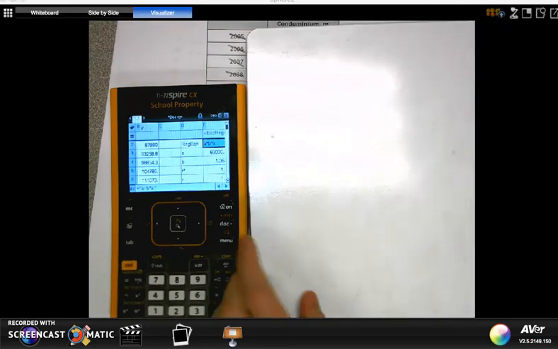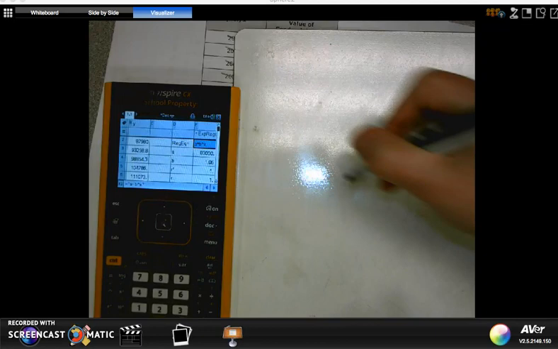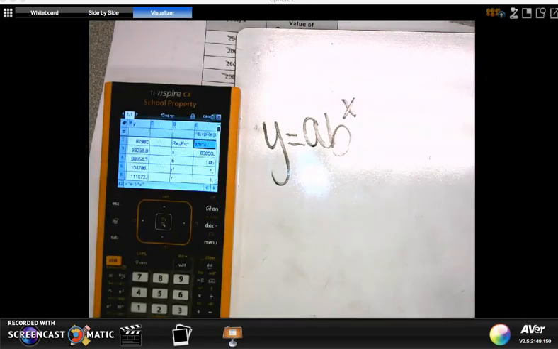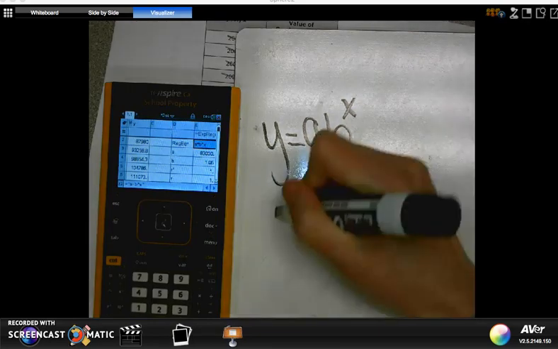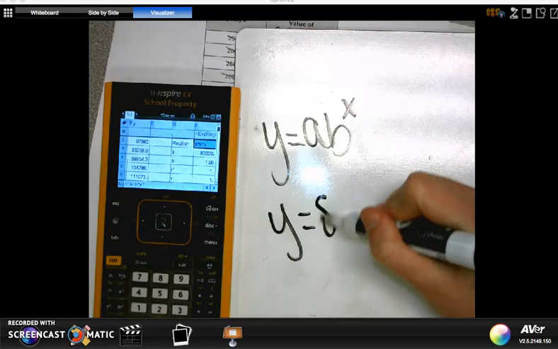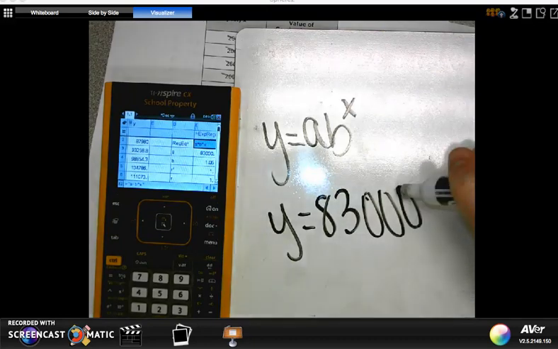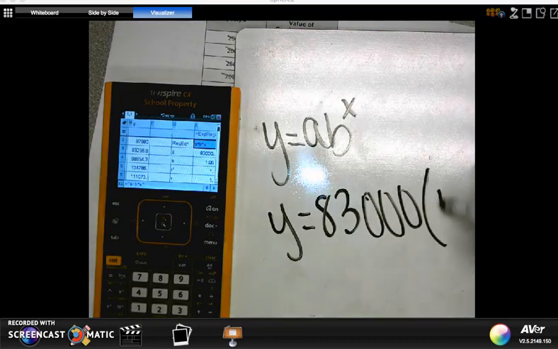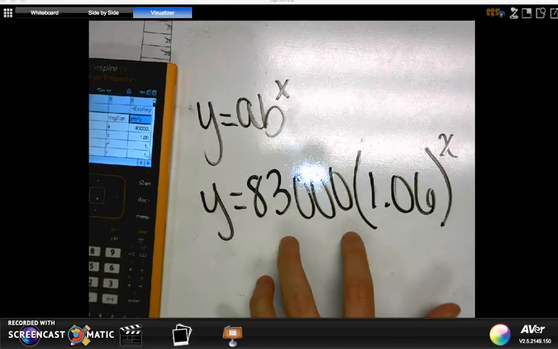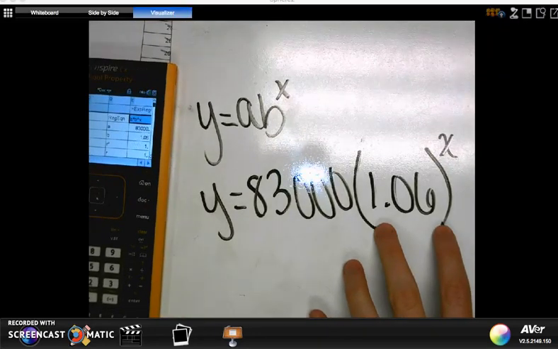All right, so his equation that he got, we want to write it in the A, B to the X form as exponential. So what was your A? 83,000. And then your B was 1.0606. To the X, right? Yes. So that fits our model that we got. That's our initial value, and that's how much it's increasing.